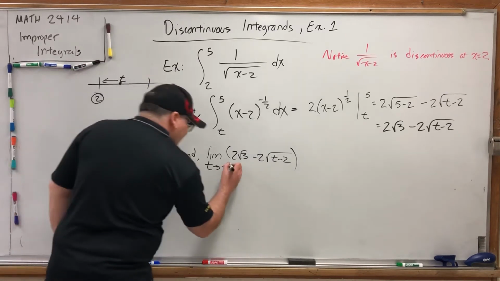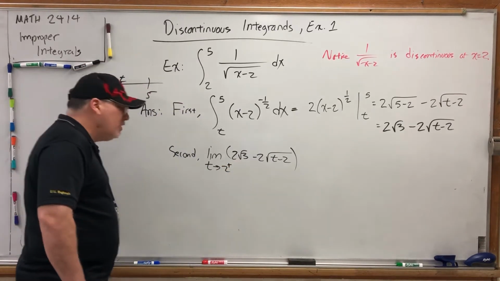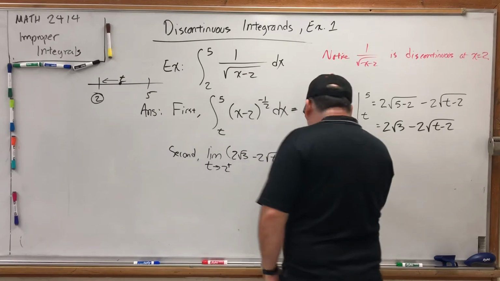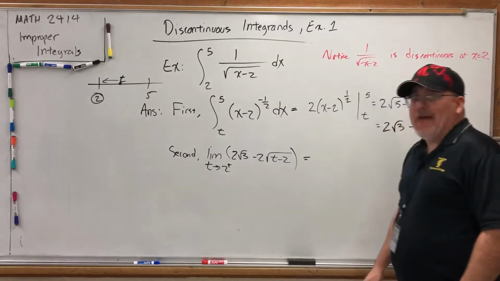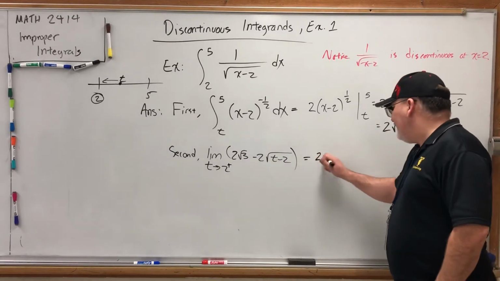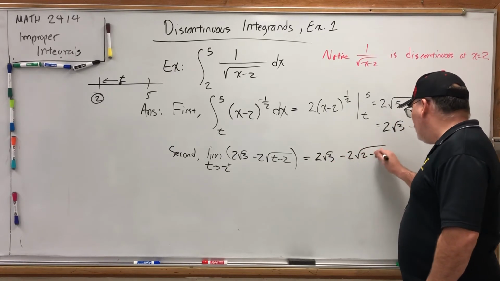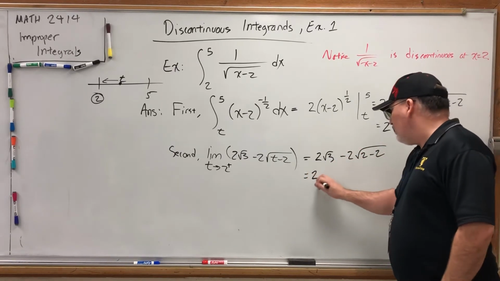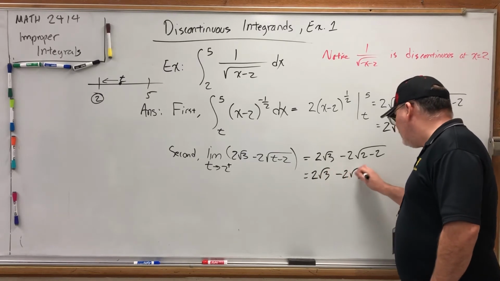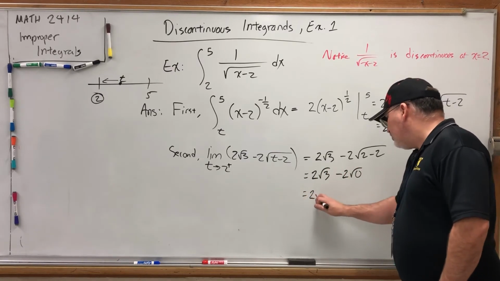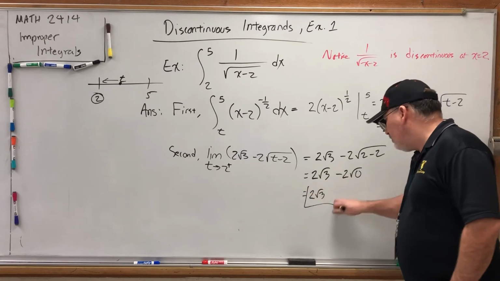All right, so we are coming in from the right, which is good. And basic limit strategy is plug in the number and hope nothing goes bad. Well, at this point we can. At this point we can substitute the 2 for the t, because when we do, this becomes the square root of 0, which is just 0. So this becomes 2 square root of 3 minus 0. It's over.